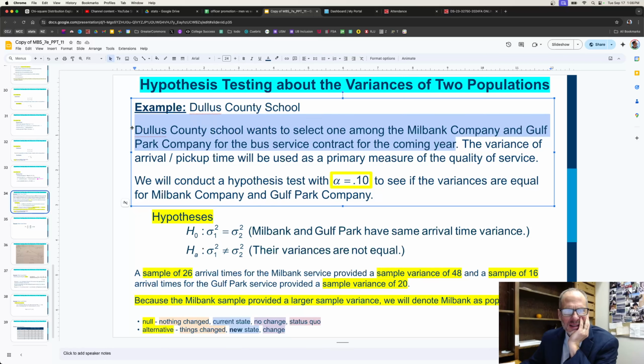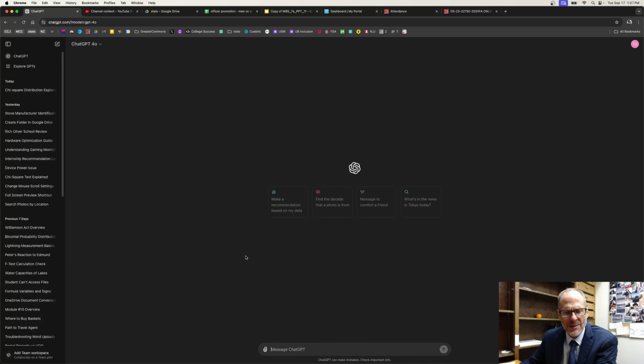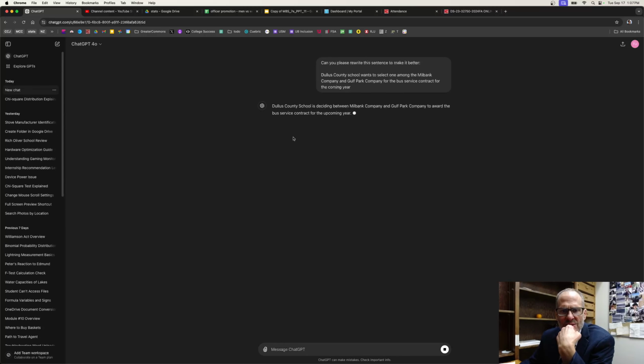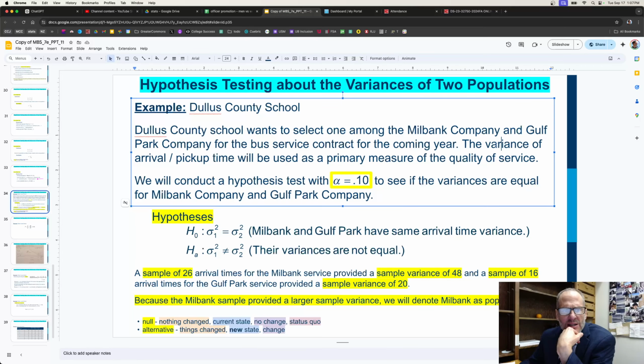That's a horrible sentence. If I was doing this, I'd take this and drop this and put this into ChatGPT and say, can you please rewrite this sentence to make it better? And we'll see what it comes up with. Dulles County Schools deciding between Millbank Company and Gulf Park Company to award the bus service contract for the upcoming year. That's pretty good.